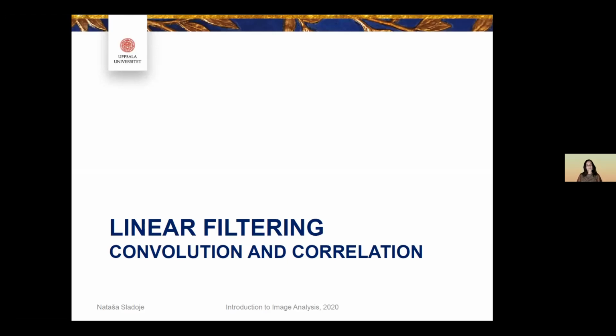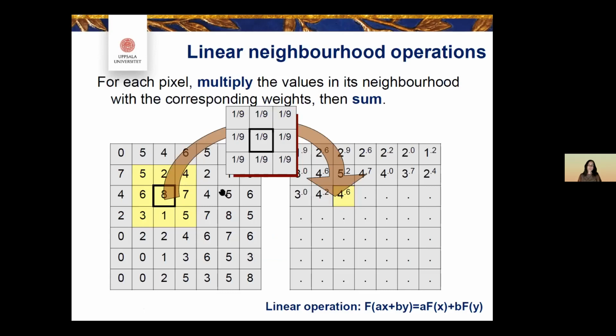Let us now give a slightly more formal context for these operations that we were talking about. Let us define what is linear filtering and what are convolution and correlation. These are really important notions in this type of tasks that we were talking about so far. So let's get back to our neighborhood operations, and let's define what it means when they're linear.